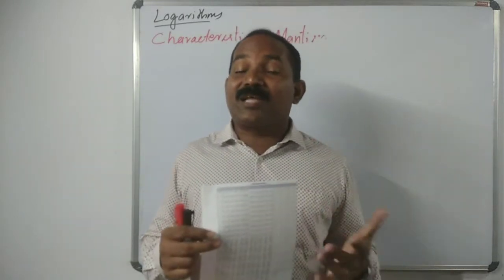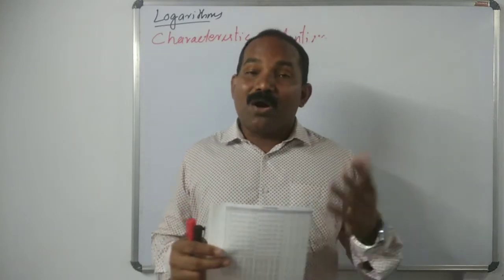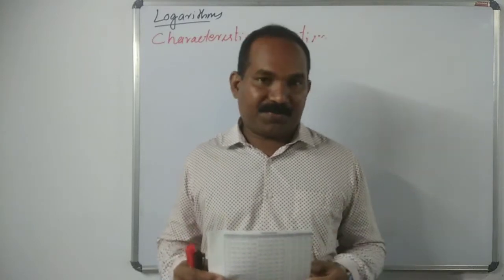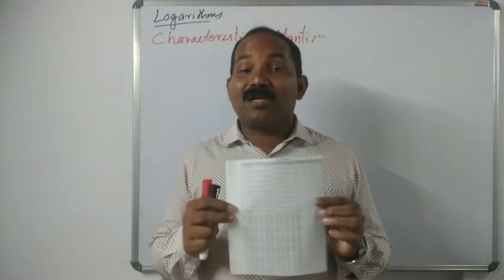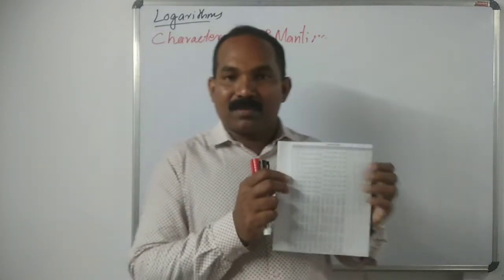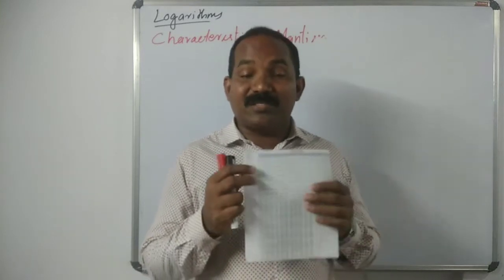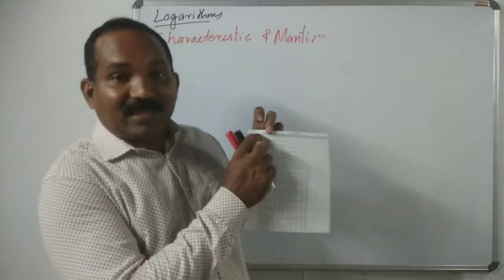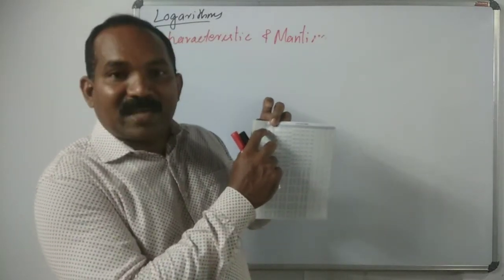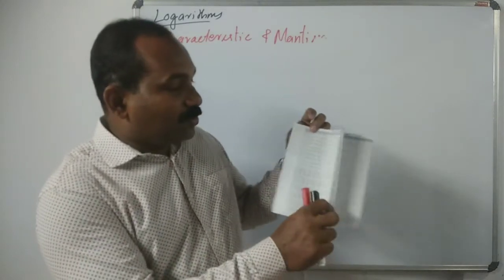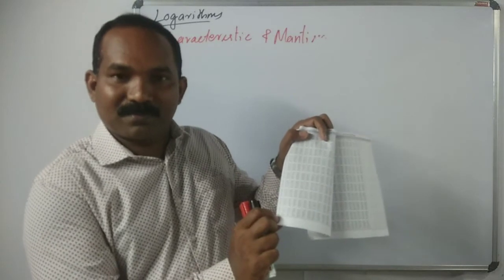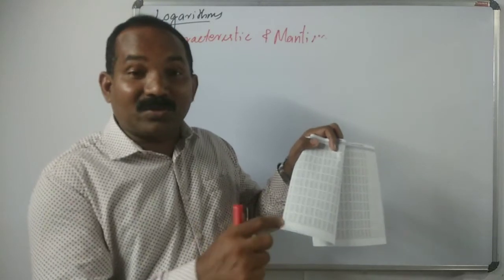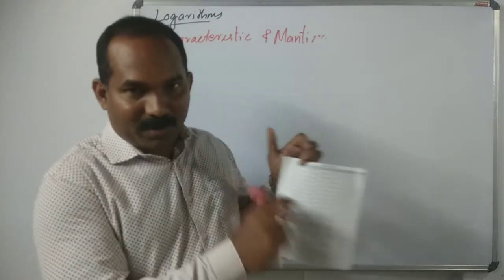You can purchase a class table or log table from the shop, or I think in your textbook, at the back side of the textbook, log tables are given. In the logarithm table, first of all, I introduce this table. On the extreme left, the numbers start from 10 to 99. You know that log 100 is equal to 2, and log 10 is equal to 1.